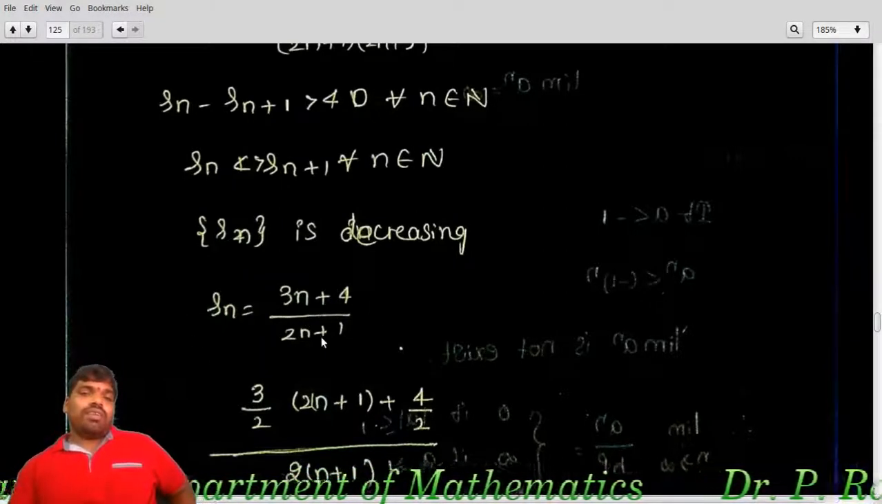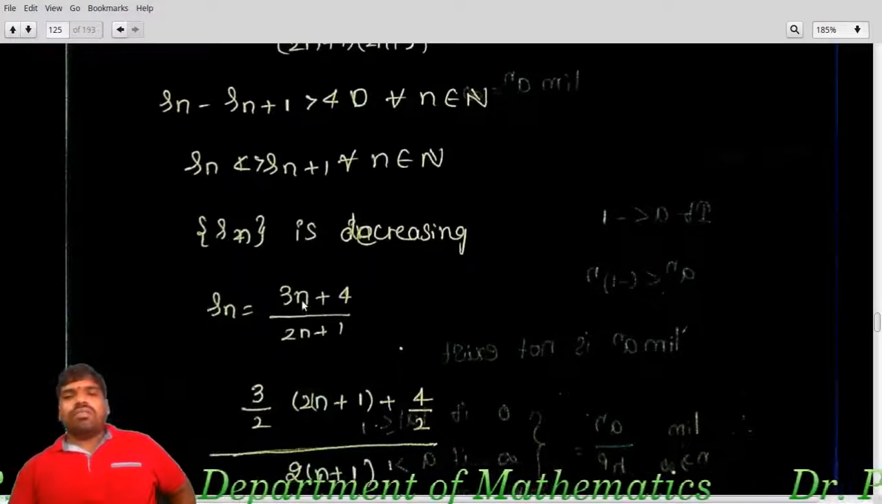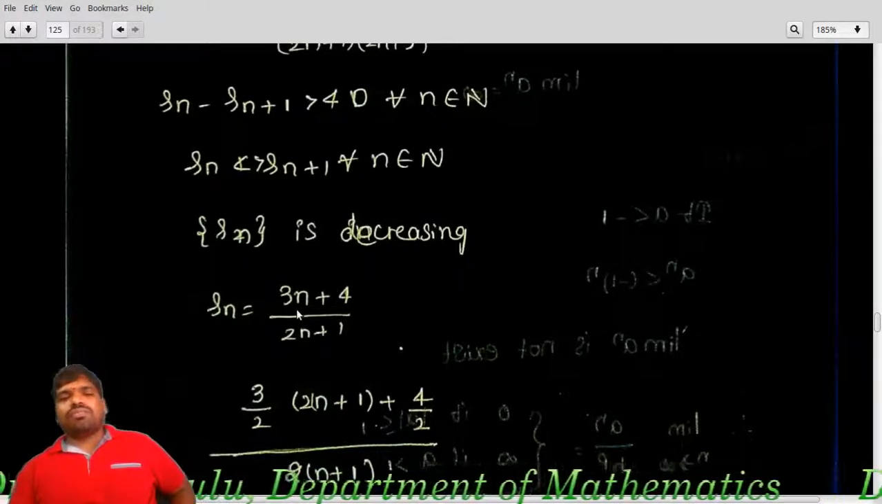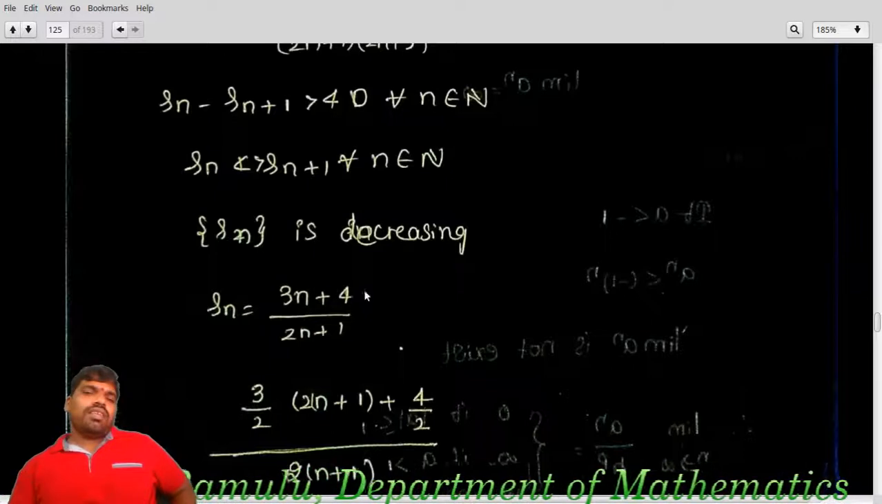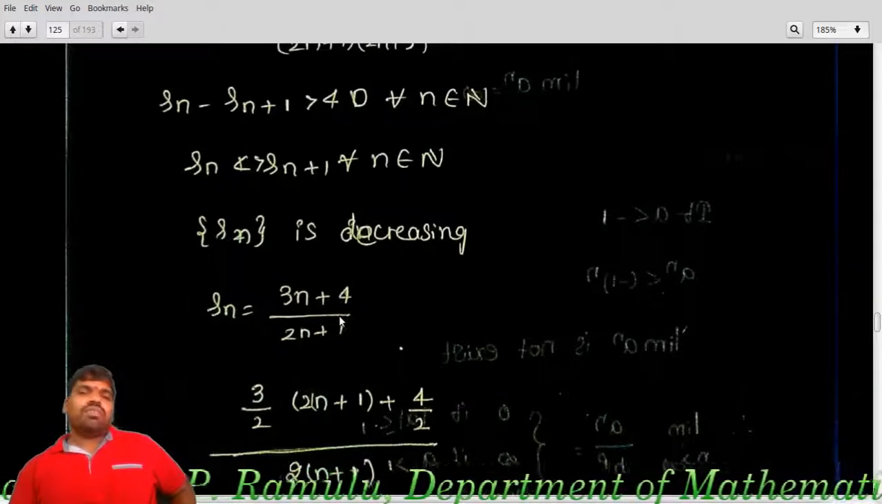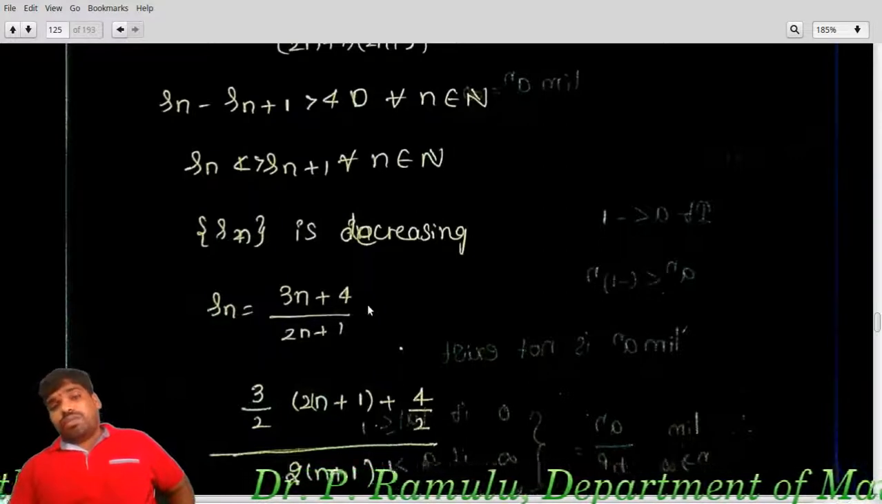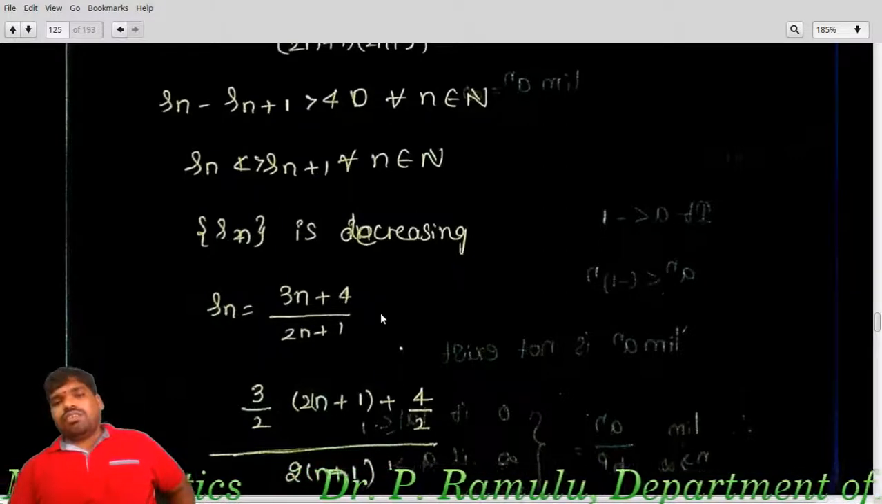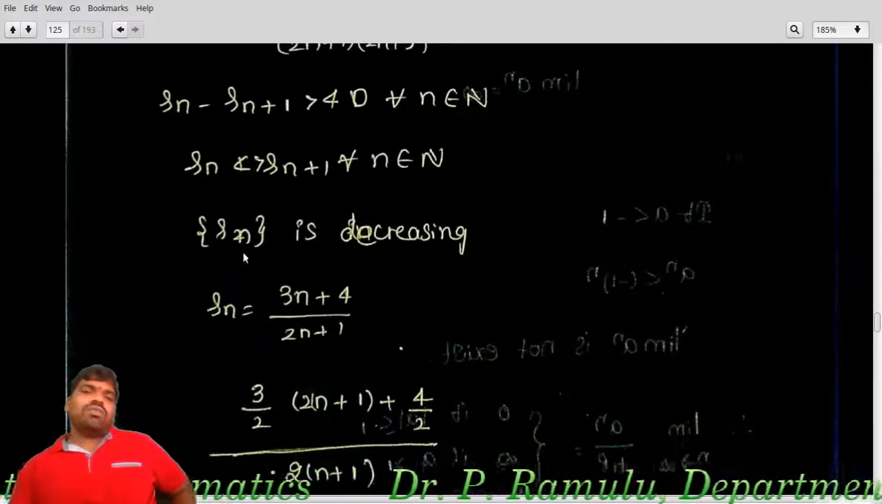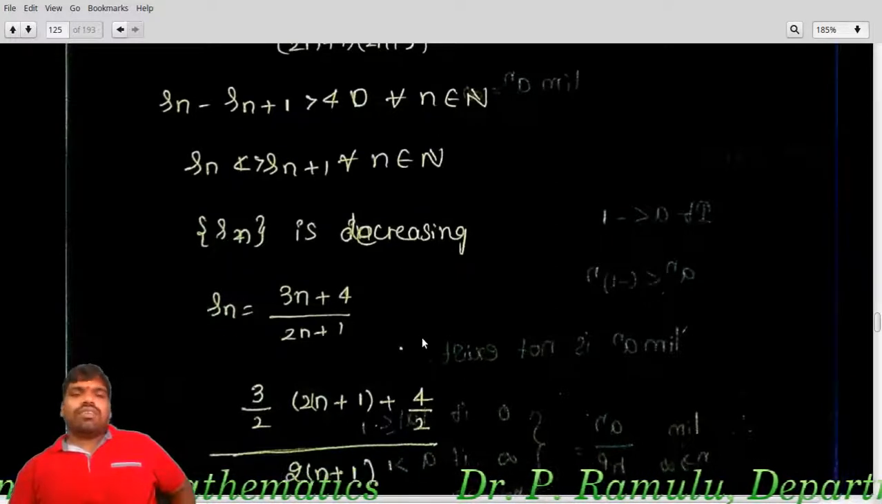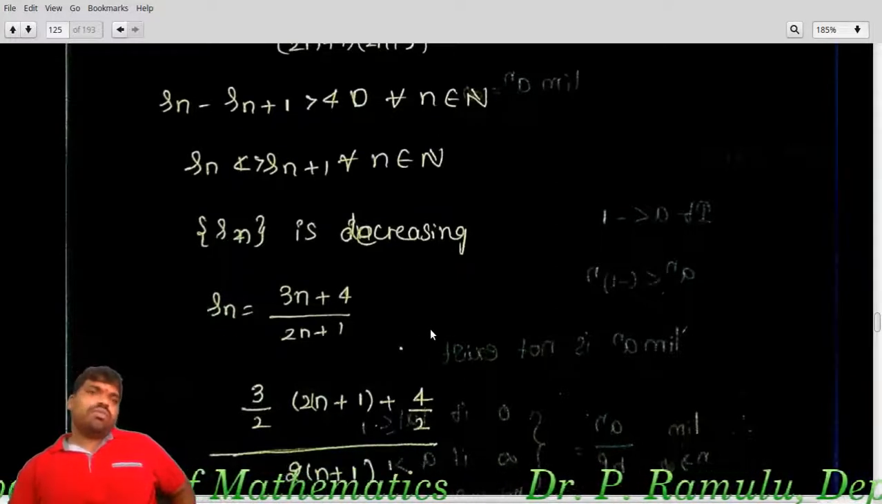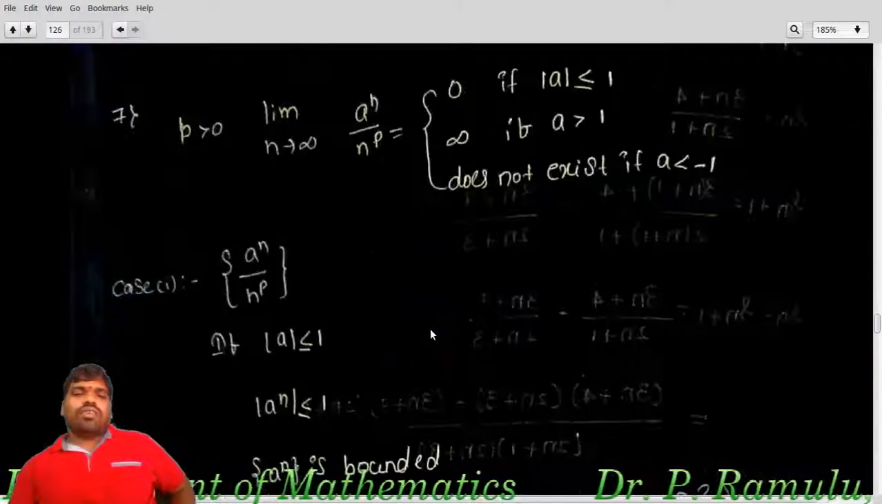It equals (3+4)/3, that is 7 by 3, which equals 2 point something. So the upper bound we know, and the lower bound is 3 by 2. So it is decreasing, it converges to the lower bound. So the sequence is convergent to the lower bound. So right, these are the problems.